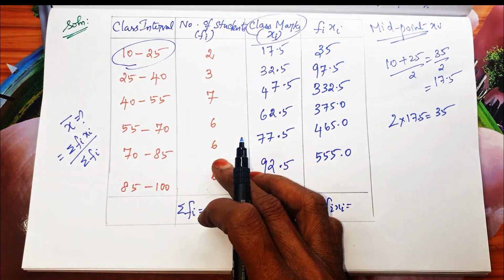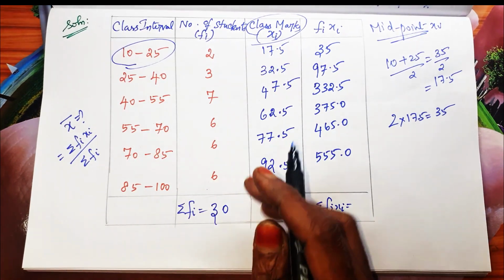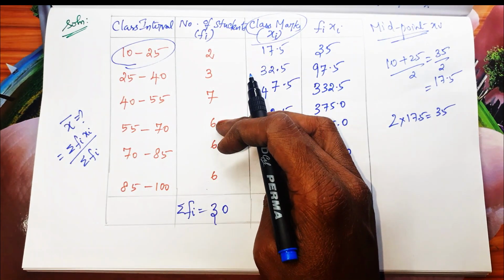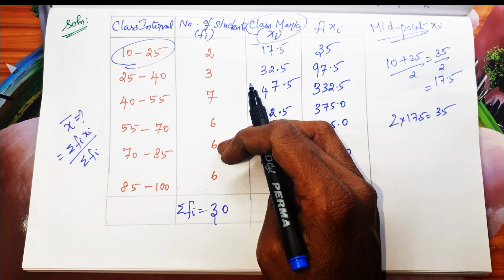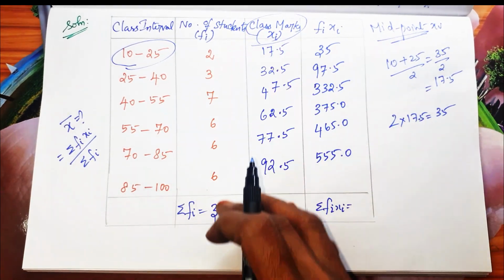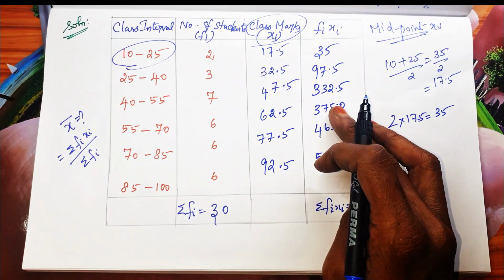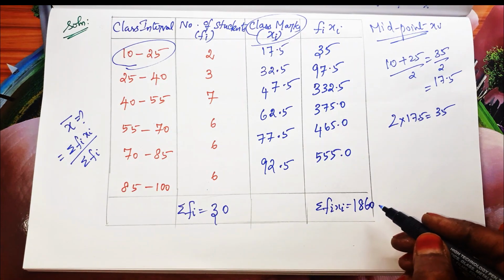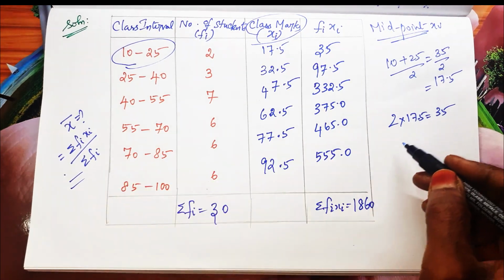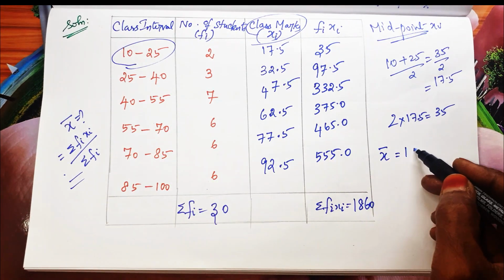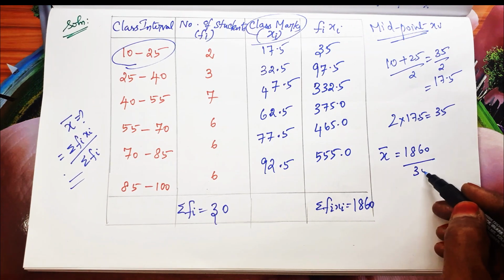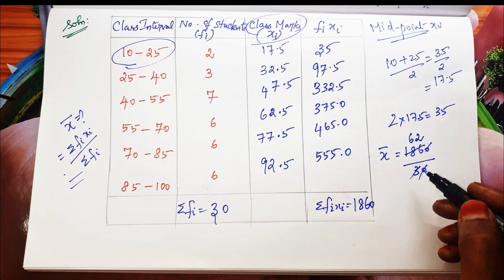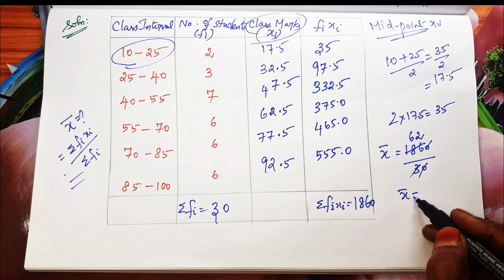This is actually 30. In the problem itself they have mentioned, but anyhow you have to find the total. 5 plus 7, 12, 12 plus 6, 18, 18 plus 6, 24, 30. So 30 is the total. And this we have to sum, and the sum what we are getting is 1860. Therefore in this formula only we have to substitute. So x bar is equal to 1860 by 30. So x bar is equal to 62.